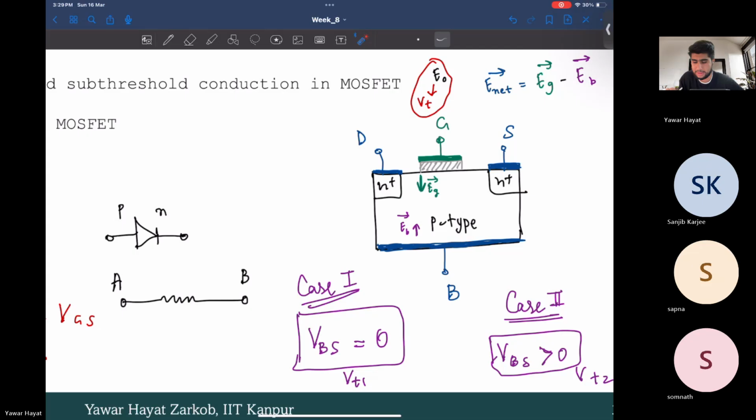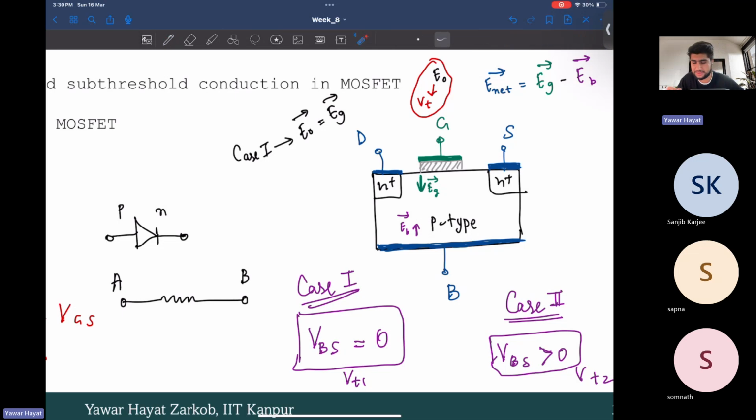Okay. Now I have two cases. In case one, I don't have this EB, right? If I don't apply any body potential, then I won't have this. So for my case one, E naught will be equal to EG, isn't it? Yes, sir.